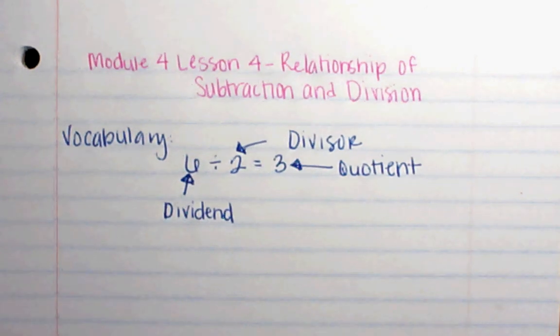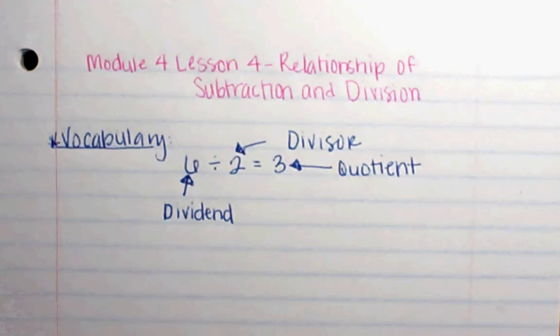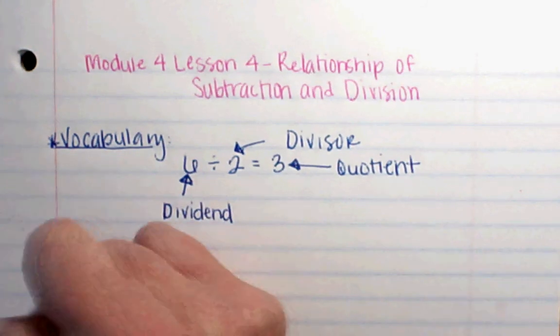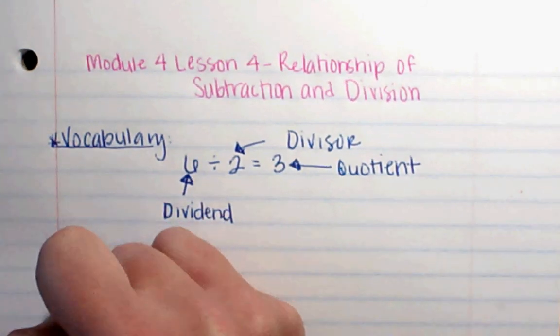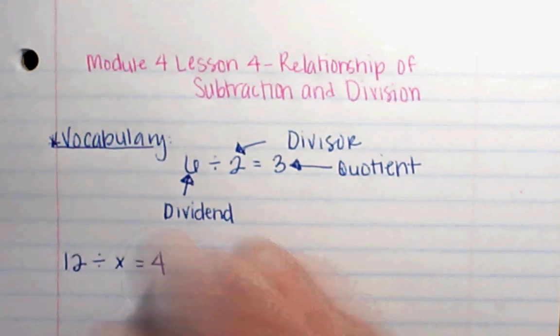So today's lesson is the opposite of what we did in class yesterday with the addition and multiplication. So I'm going to give you a division problem, and then we'll talk about it. So the division problem is 12 divided by x equals 4.